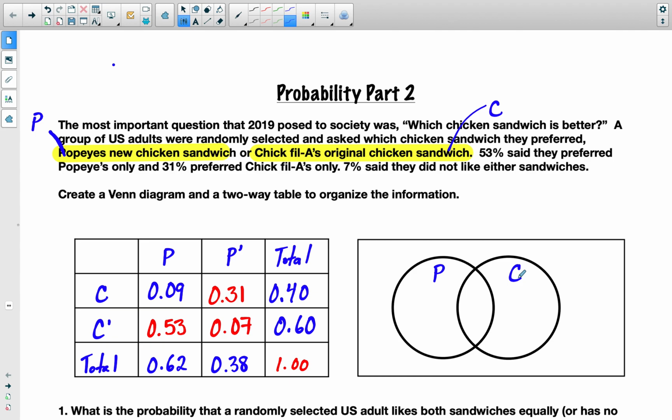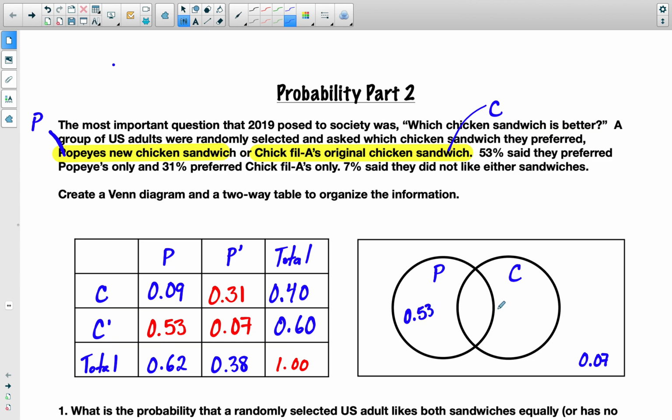Now, I would always recommend starting with the intersection first, the people that prefer both equally. That wasn't actually given to us in this scenario. I was given the people that don't like either, and that goes on the outside, but still inside the box. So this box needs to contain 100% of the people surveyed. The Popeyes circle needs to contain all the people that preferred Popeyes. The Chick-fil-A circle needs to contain all the people that prefer Chick-fil-A. So I do know that 53% preferred only Popeyes, so that goes in the Popeyes circle, but not in the overlap.